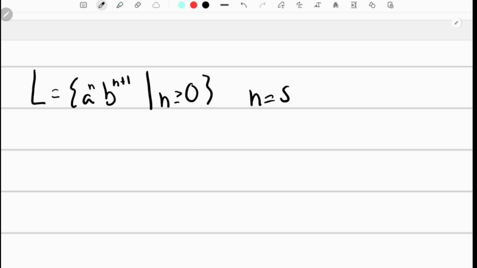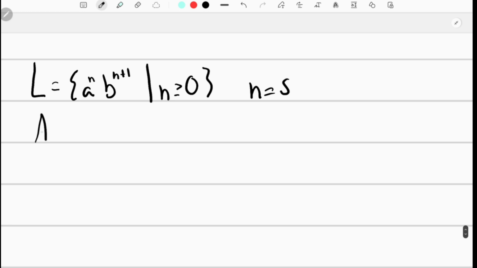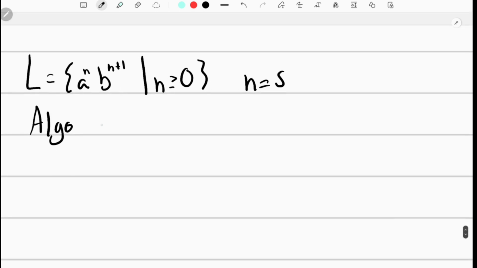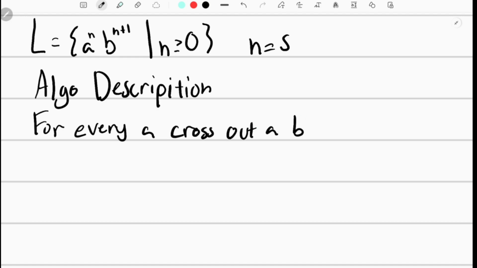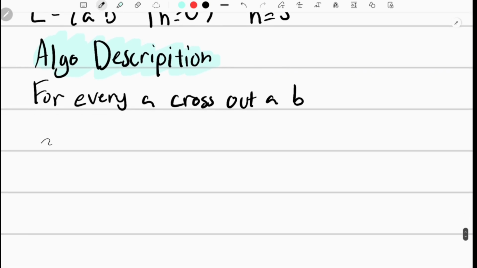And then what I like to do, personally, is write a little section called algorithm description. That way I don't forget what I'm gonna be doing. I don't think I spelled that right. I don't care. It's about the algorithm, not about spelling. So you could say, for every a, cross out a b. And that's pretty much it. And I like to highlight it so I remember. I don't know, just something I like to do. And then I actually write the actual algorithm. So I say algo, short for algorithm.